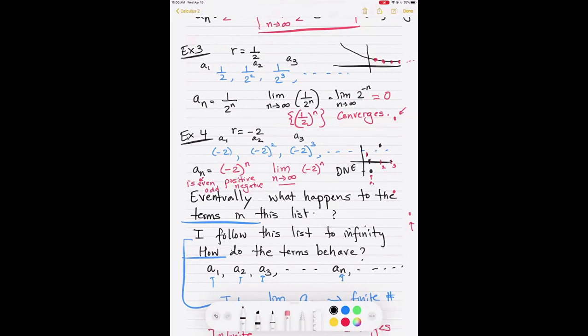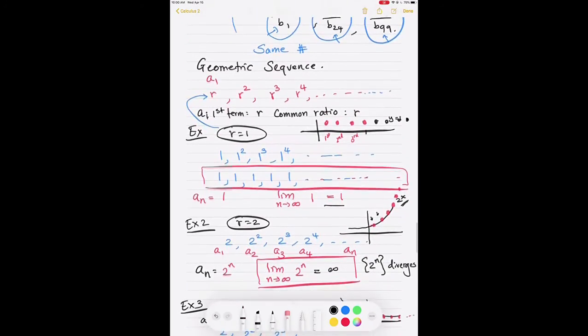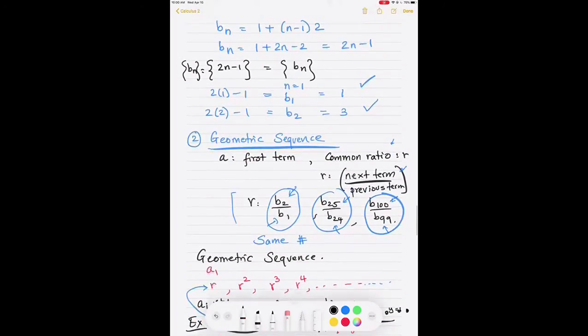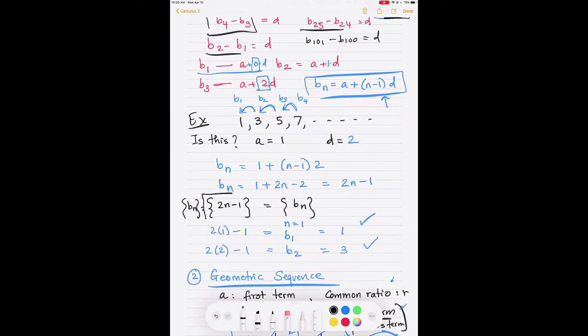And what does that mean? Oh, this sequence then diverges. Having said that, I want you to answer this question. Then what about this sequence then? What about this one?